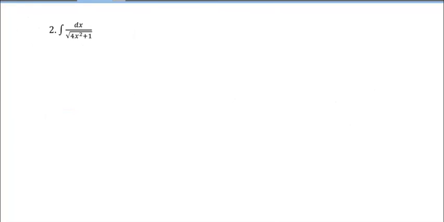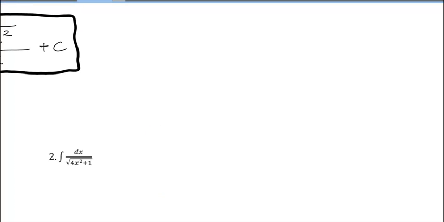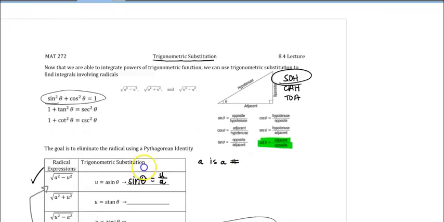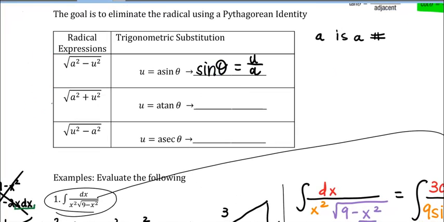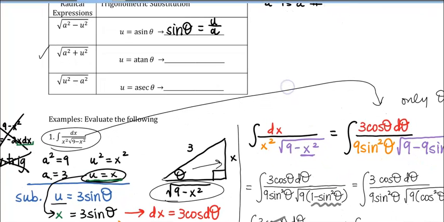Now looking at example 2, again, I have an integral where I have this radical expression that is showing up. When I scroll up, I'm trying to choose which of these three expressions we have. Well, one, our integral has a plus sign in that square root, and so we're working with this second one here, where we have the square root of a squared plus u squared. It doesn't matter if the a and the u are switched because addition is commutative, unlike multiplication. So we are going to use the substitution that u will be equal to a tan theta.